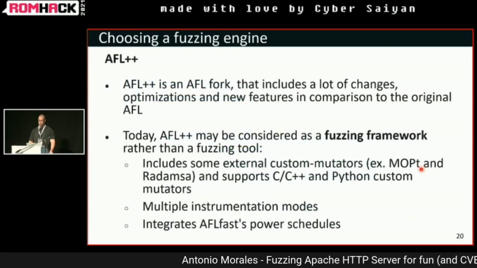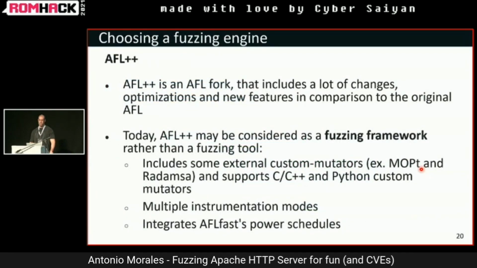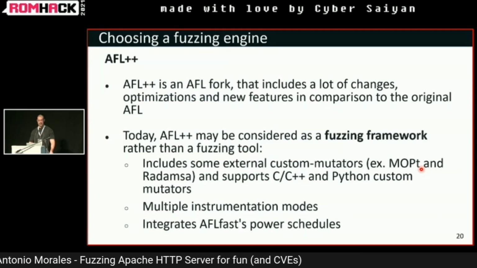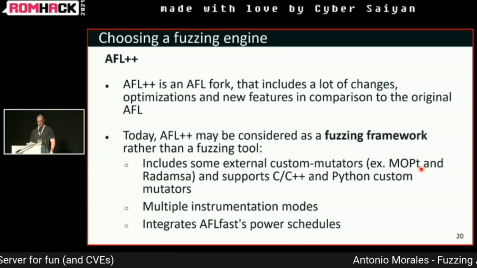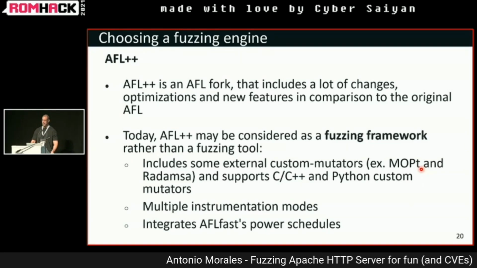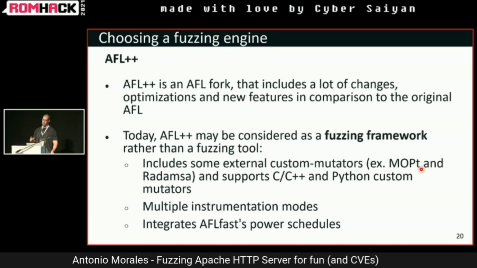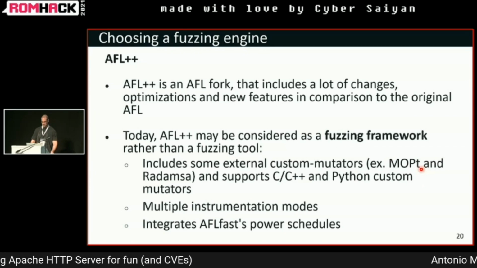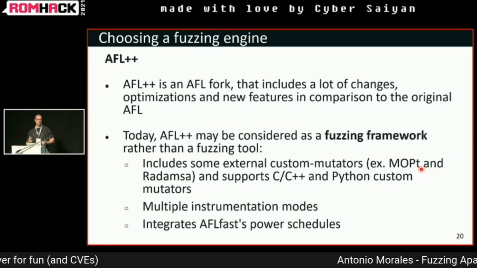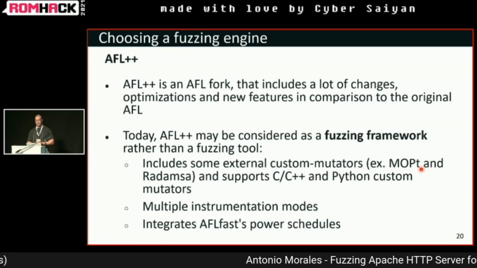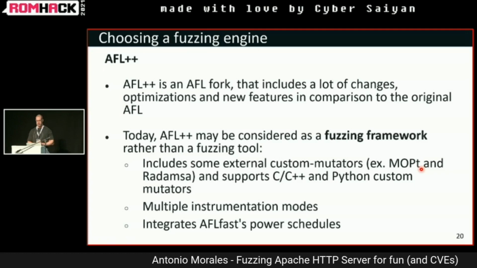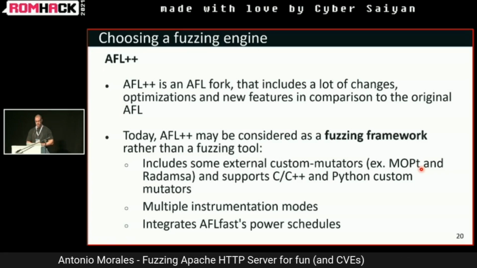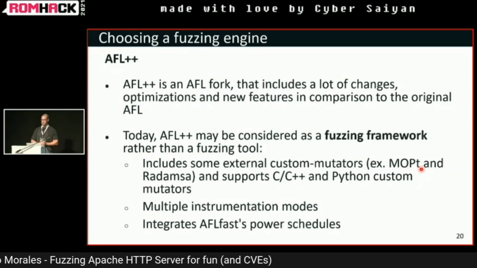Well, choosing a fuzzing engine. When it comes to the fuzzing engine, I don't have any doubt. AFL is my choice by default. AFL++ is a fork of AFL, but it includes a lot of new features in comparison with the original AFL. Amongst these features, I can mention, for example, custom mutators, power schedules, or multiple instrumentation modes.